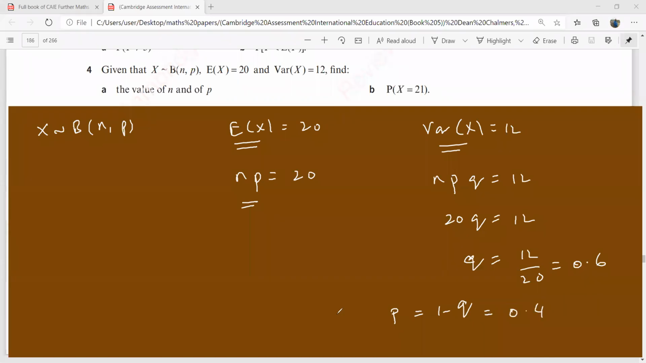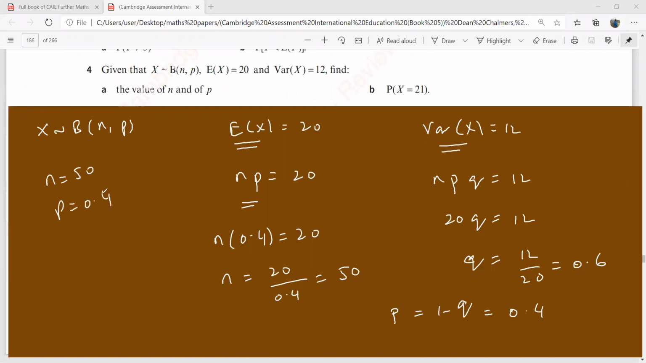And you put this p over here. This is n into 0.4, that is equal to 20. So your n is going to be 20 over 0.4. Okay. So I think that is going to be 50. Anna? So this means your n is 50 and your p is 0.4.